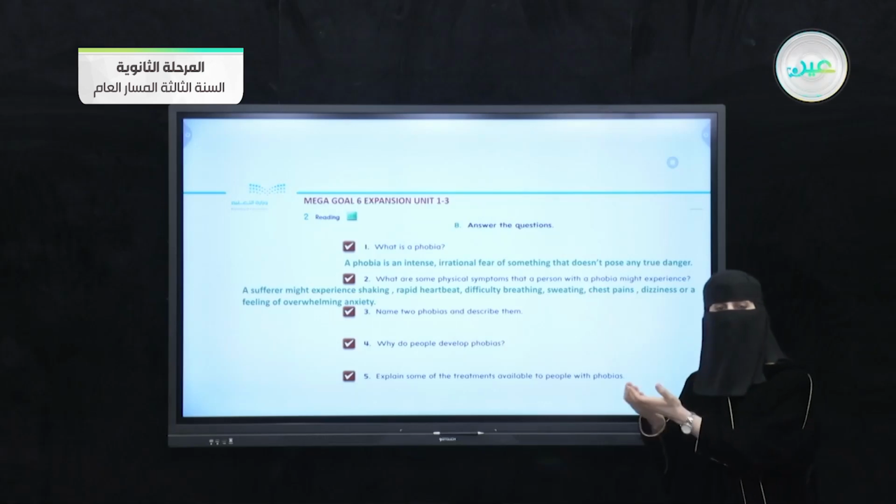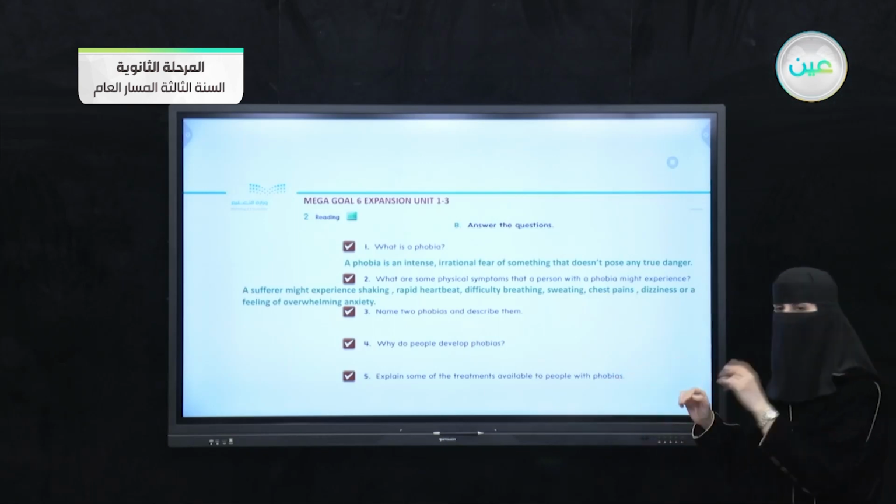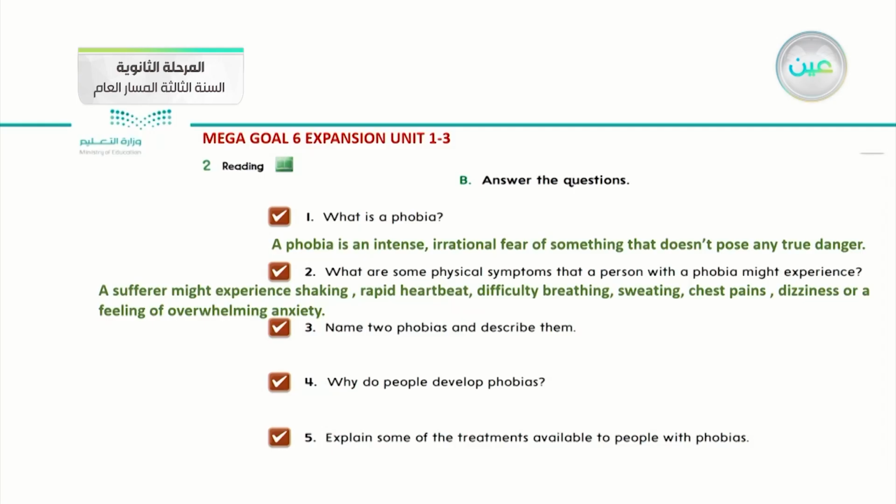In the previous lesson, we mentioned a lot of names, maybe 4 or 5 kinds of phobias. They want you to name 2 of these kinds of phobias. We understood in a previous lesson that claustrophobia is a fear of small, confined spaces. This is the first kind they mentioned in the first paragraph of our reading passage. And number 2 is arachnophobia, a fear of spiders.